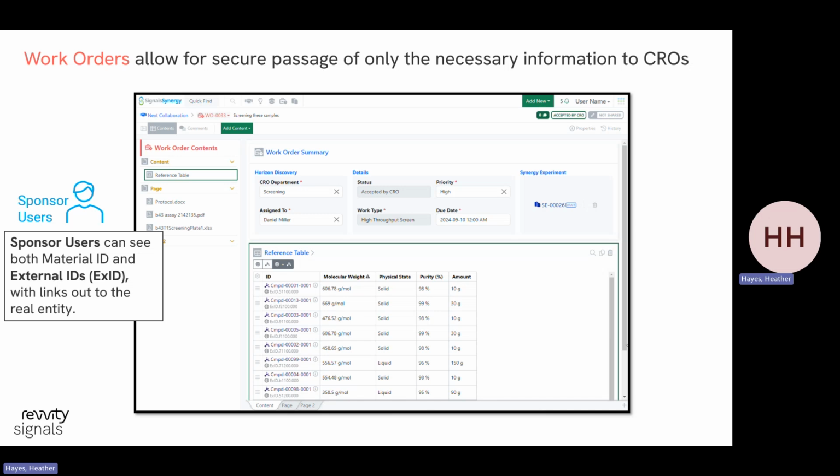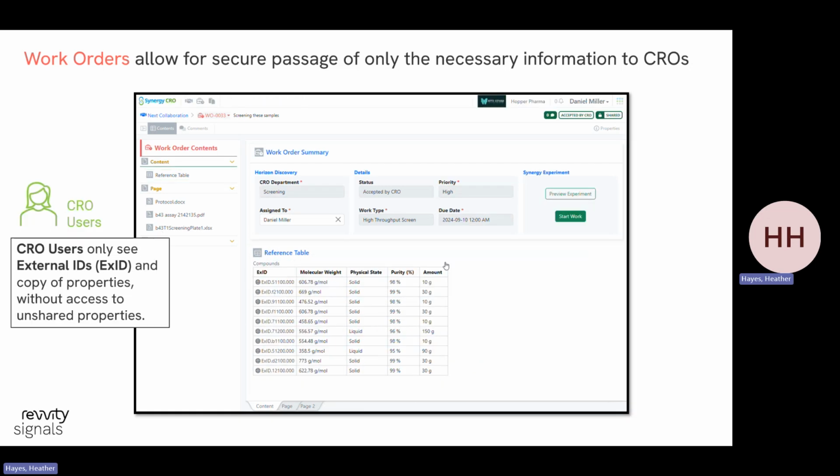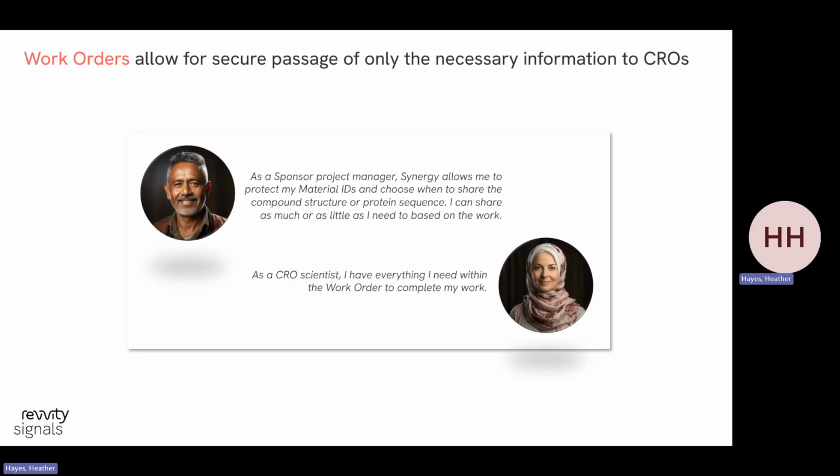Important, these EXIDs don't allow batch traceability. So if you send out batch 1 to the CRO at one time and later send out batch 10, they won't be able to trace that back to the same asset and link up that data. So this is a screenshot of what the sponsor sees with both the compound ID or the compound batch ID and the EXID, as well as which properties are shared to the CRO, whereas the CRO only ever sees the EXID and the properties.